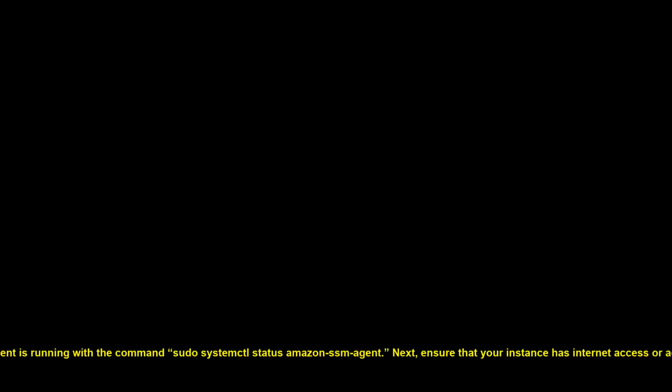Next, ensure that your instance can reach Systems Manager. This may require configuring your virtual private cloud (VPC) settings. If your instance is in a private subnet, add a NAT gateway for internet access. If using VPC endpoints, configure them for Systems Manager and SSM.